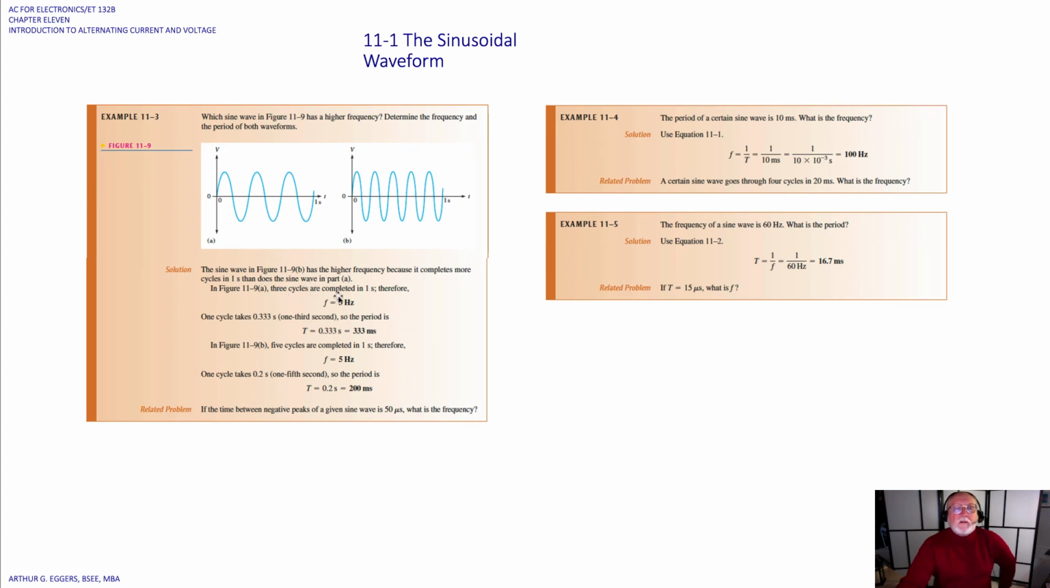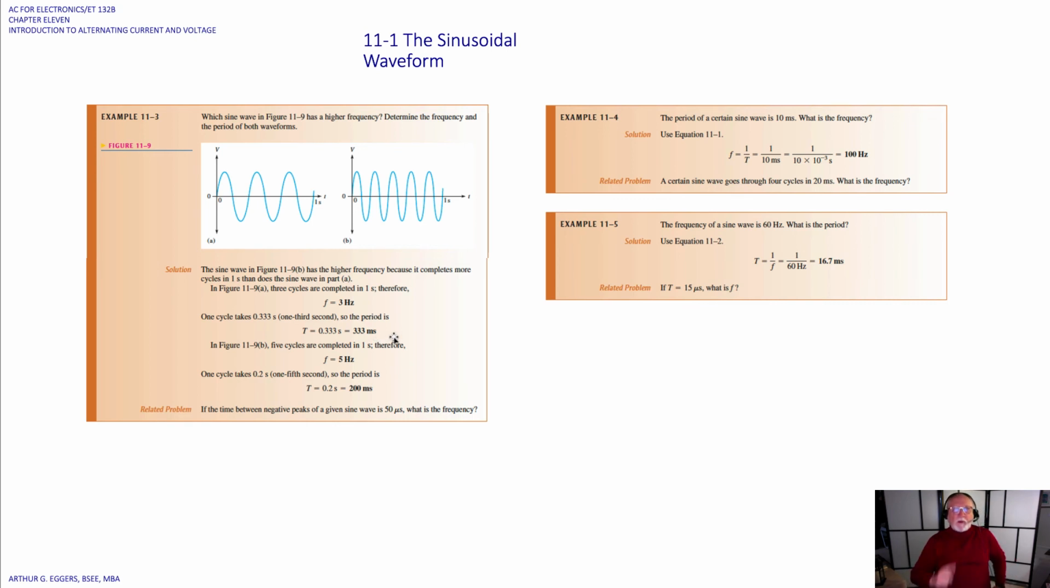So the 3 cycles are completed in 1 second. Therefore, the frequency is equal to 3 cycles per second or 3 hertz. So this is a per second relationship. 1 cycle takes 0.333 or 1/3 of a second. So its period is 333 milliseconds.